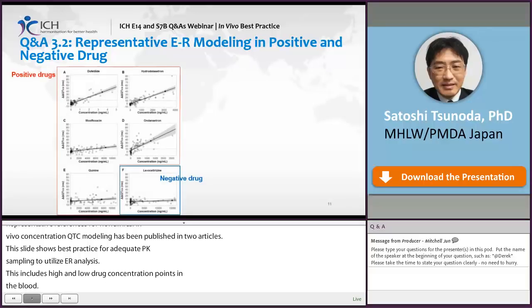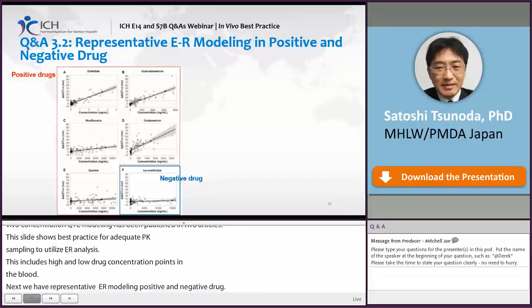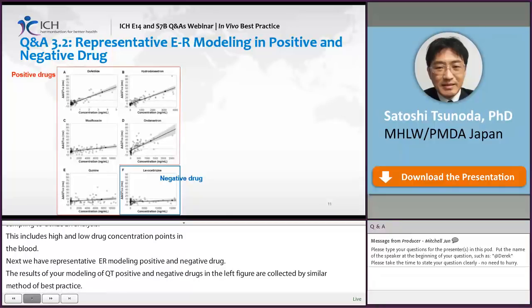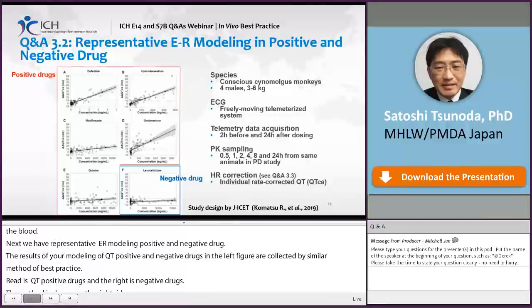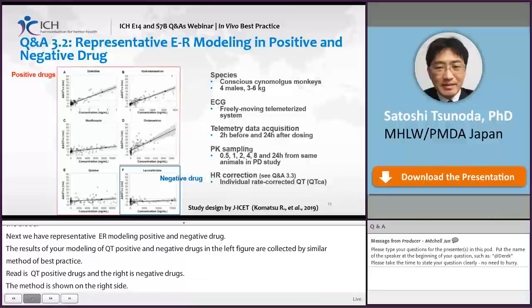The result of ER modeling of QT positive and negative drugs in the left figure is corrected by a similar method to the best practice. Red squares show QT positive drugs and blue squares show a negative drug. The detailed method is shown on the right side. The result indicates that ER modeling could be done and suitable results obtained by the best practice.